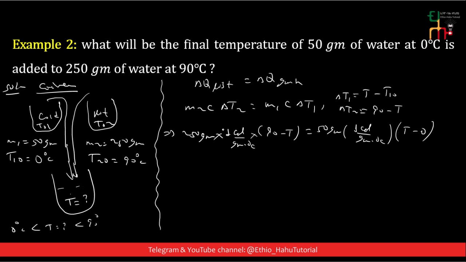Here 1 calorie per gram per degree Celsius cancels with 1 calorie per gram per degree Celsius. Gram goes with gram. Here 10 goes with 10. By 5, 1, by 5, 5. So 5 into 90 minus T is equal to simply T.